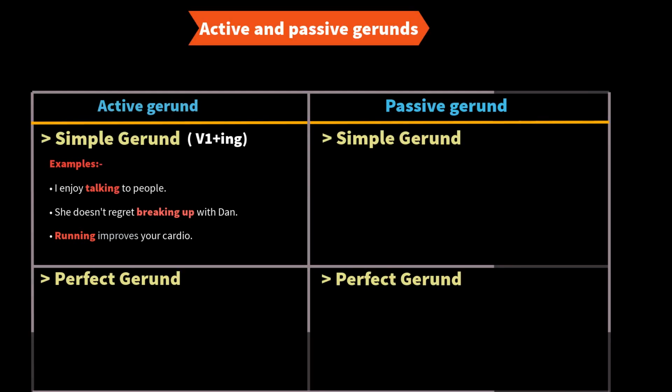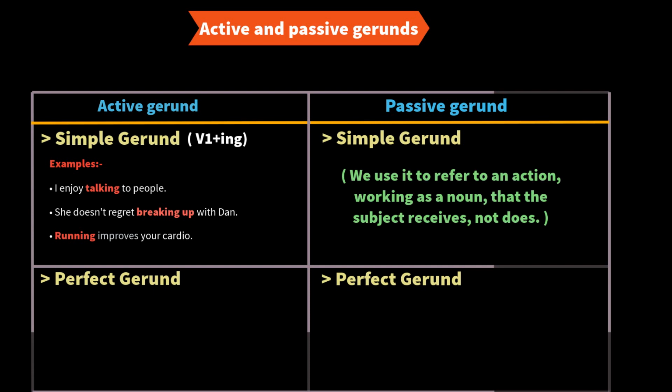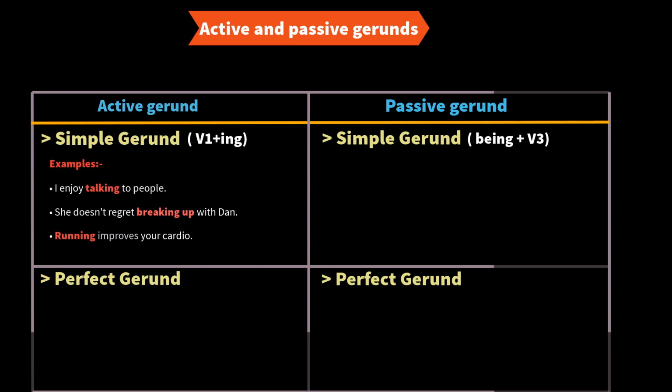Now let us look at the passive form of a simple gerund. First of all, why do we use it? We need a passive form of a simple gerund when you're not doing the action, you're receiving the action. Somebody else is doing the action onto you. And how do we represent it? It is being plus the third form of the verb, or past participle. Let us take some examples and understand this.